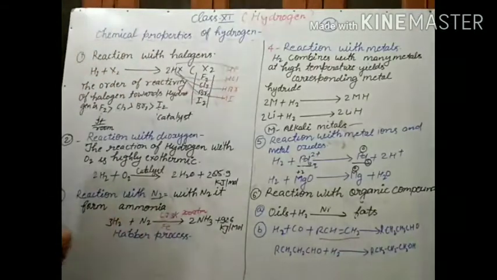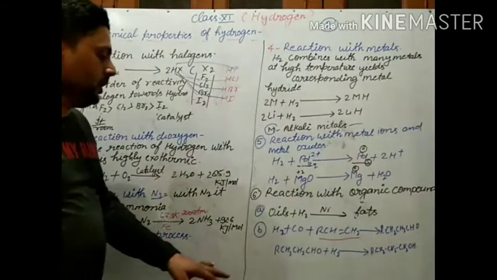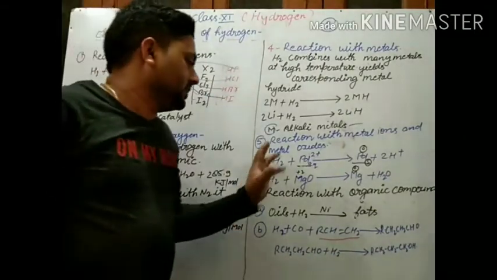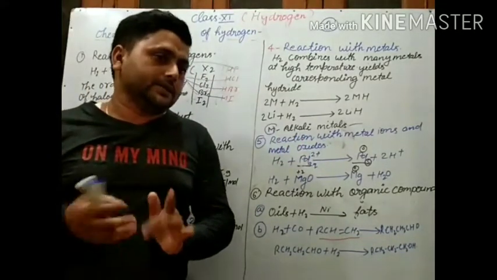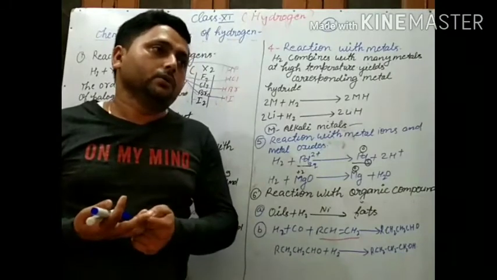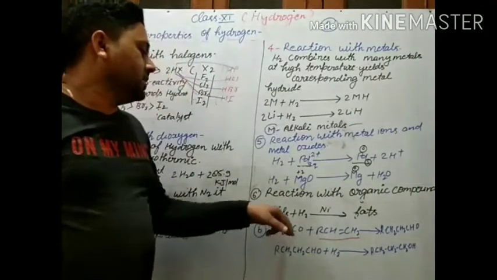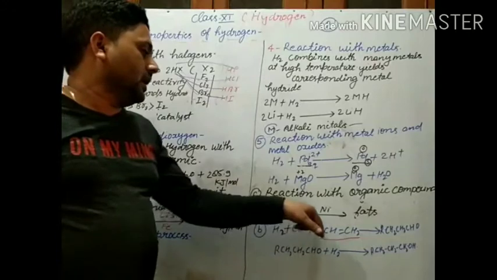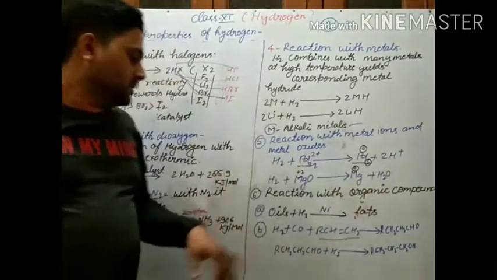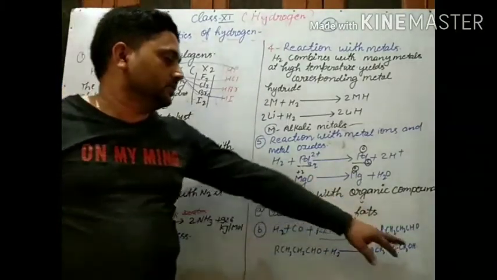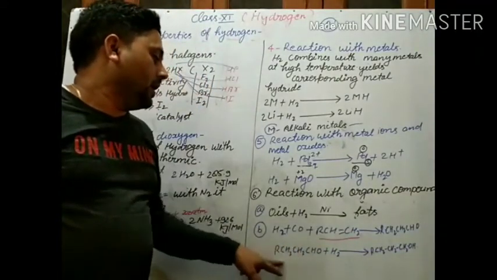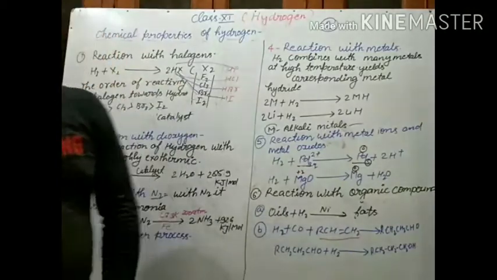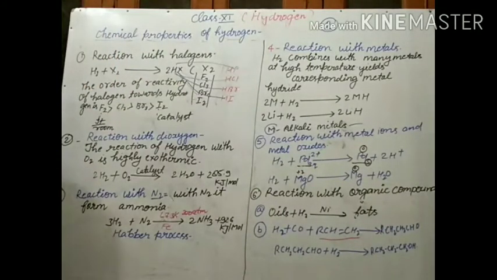So what have we seen here? Here, the reaction is with an organic compound, meaning an unsaturated compound, and it changes the unsaturated compound to a saturated compound. Like that, oils react with hydrogen and yield fat. Second, hydroformylation: first it changes into aldehyde and further it reduces the aldehyde to alcohol. So here we have discussed the reactions shown by dihydrogen.